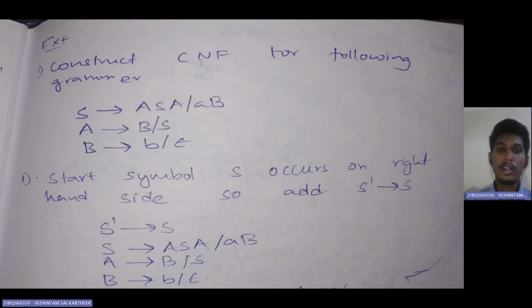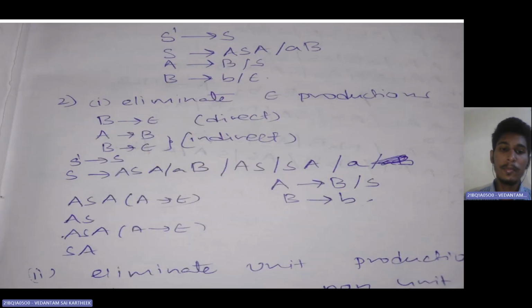Firstly, we need to see if the start symbol occurs on the right side. As we can see, S implies ASA, and A implies B or S. In that we can see that S occurs on the right side. So we need to add the new transition, which is S dash to S. After adding S dash to S, we can see that the new transition is added here. That is the first step in converting the grammar into CNF. Let's move on to the second step.